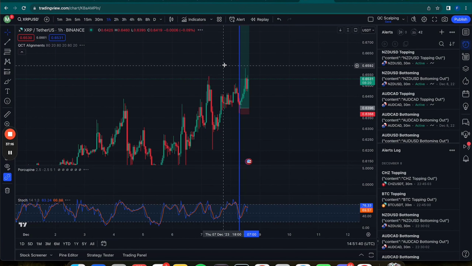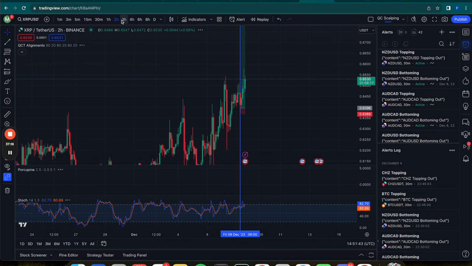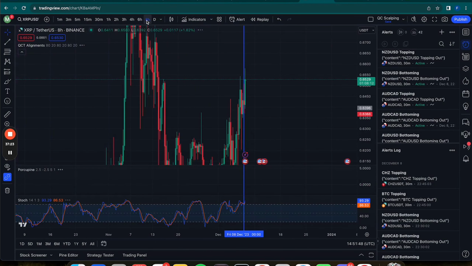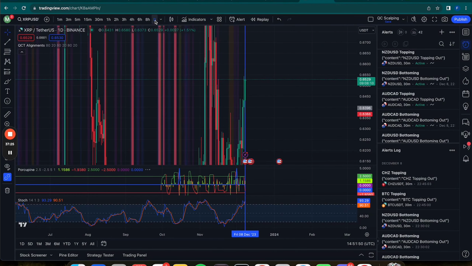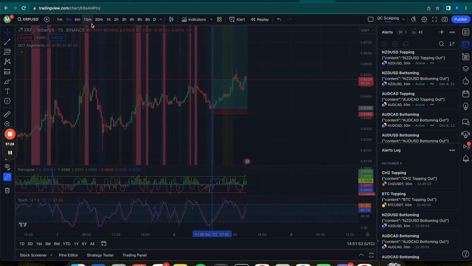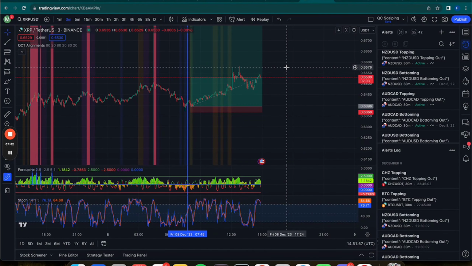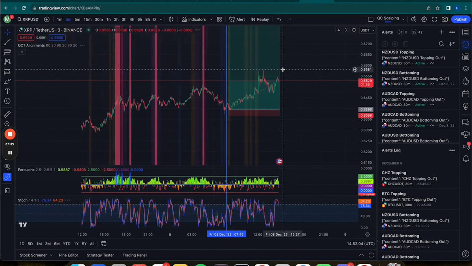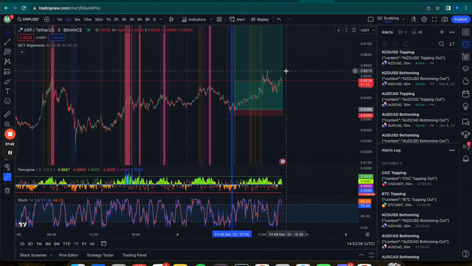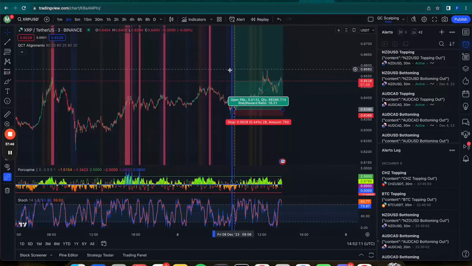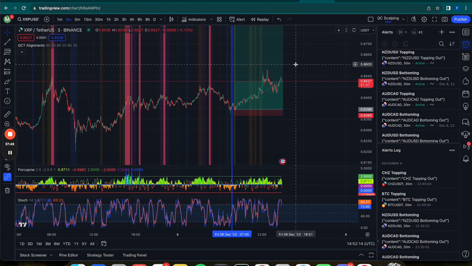We do want some more upside, ideally. Our higher time frames are in the process of topping out as well. So we want to take profits at a reasonable time.